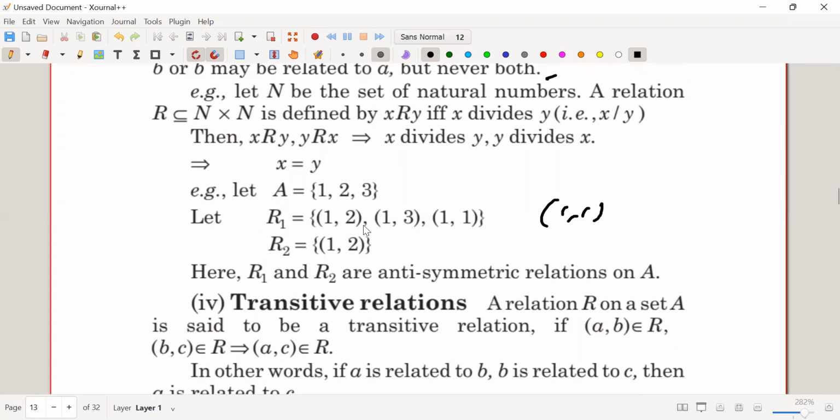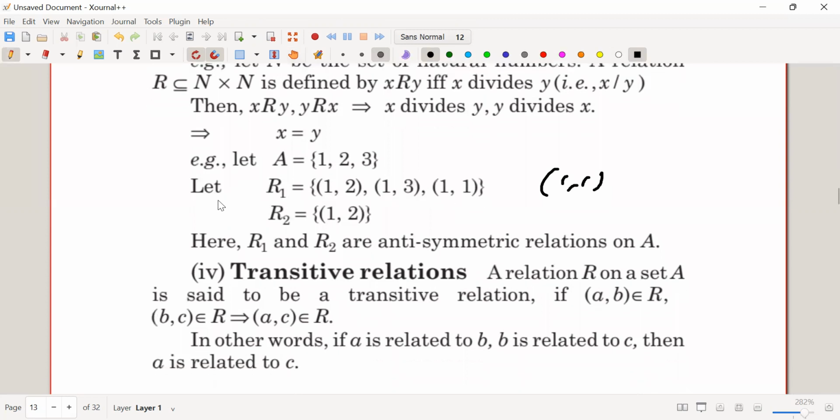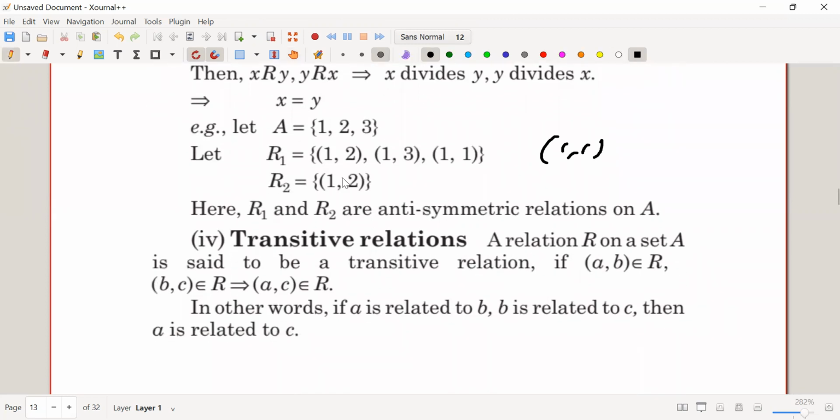There are other equations, isn't it? 1 2 and 1 3. Except symmetric, all others are... it can have one symmetric also. If everything is symmetric, it's a symmetric relation. If there is one symmetric alone and others are not symmetric, it's known as antisymmetric. If even one is not symmetric, then it is antisymmetric.